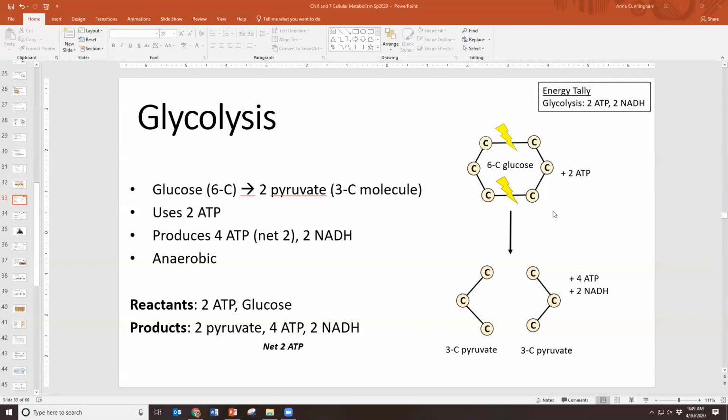So during glycolysis, we split glucose in half into 2 3-carbon molecules. We release 1 electron from each bond, which is why we get 2 NADH. And then we also released enough energy to generate some ATP. We generated 4, but because we had to use 2, that gives us a net gain of 2 ATP.